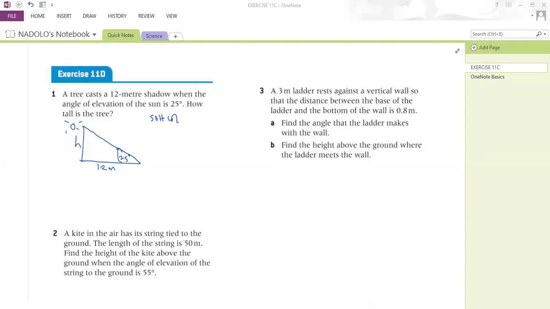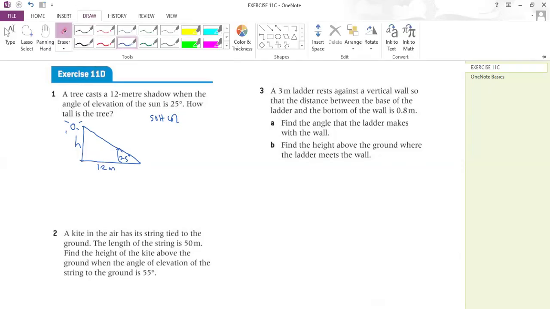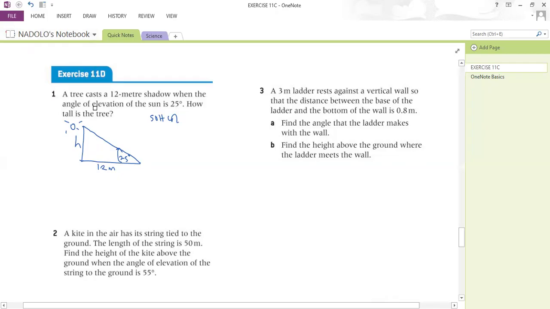Exercise 11D, AASL, IB Oxford book. Question 1: a tree casts a 12-meter shadow when the angle of elevation of the sun is 25 degrees. So how tall is the tree?